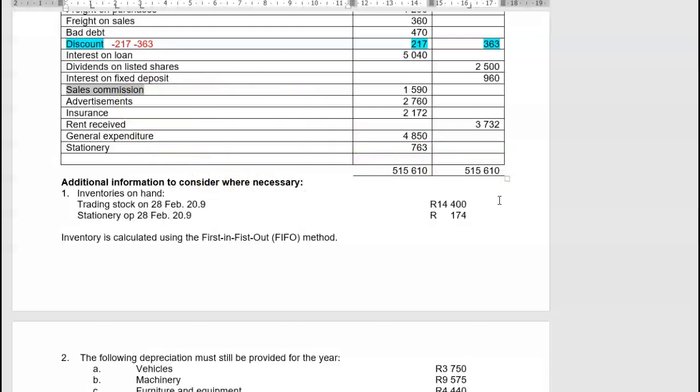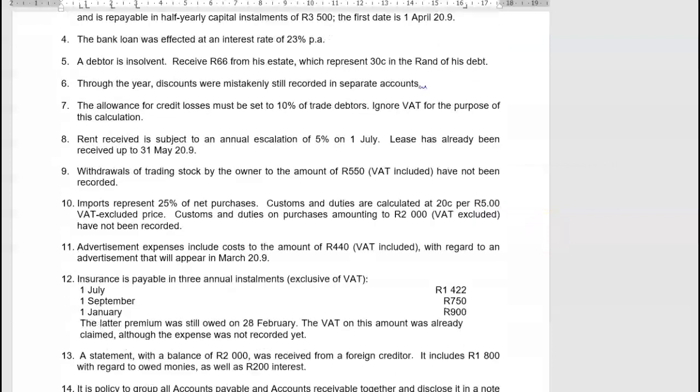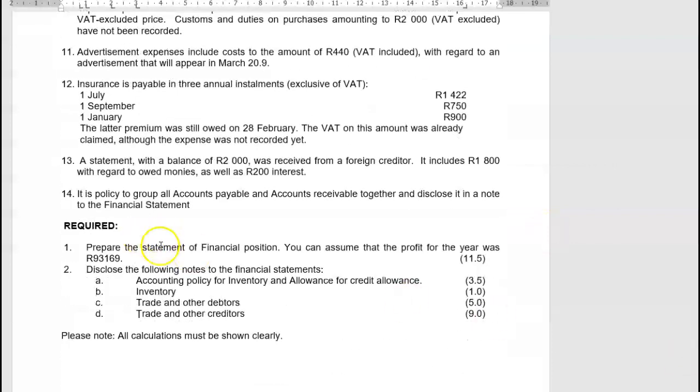Good, let's start with the additional information. Additional information to consider where necessary. Inventories on hand, 14,400. Stationery up to 28 February, 174 Rand. Now, they require from us to do the statement of financial position. You can assume that the profit for the year was 93,169. Now that means you don't have to redo the income statement.